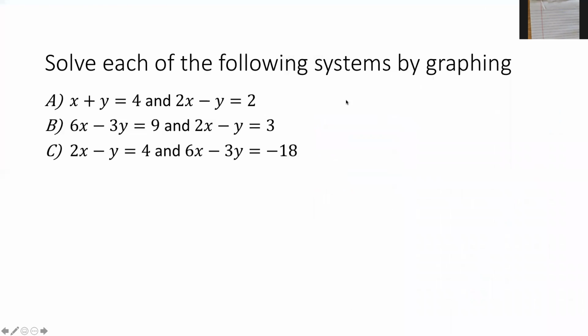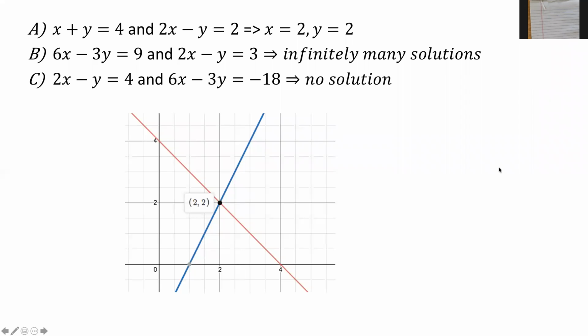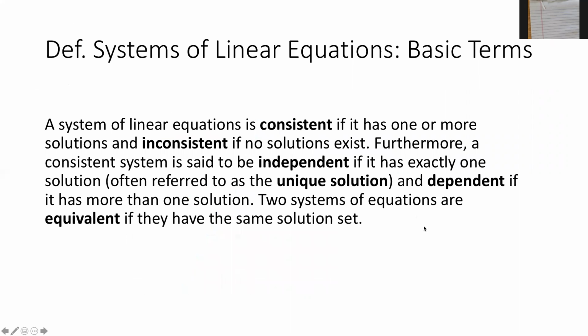So going back to here, if you look at this, you'd have unique solutions, infinitely many solutions, and no solutions. And to use some vocabulary terms to summarize that, a system of linear equations is consistent if it has one or more solutions and inconsistent if there are no solutions.